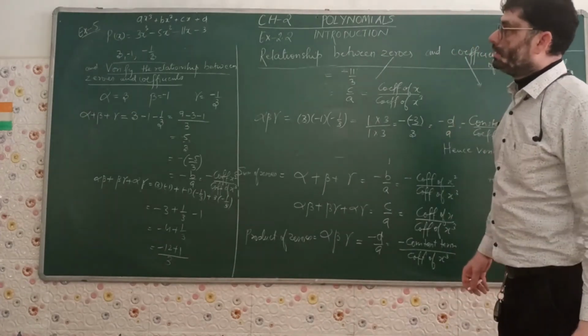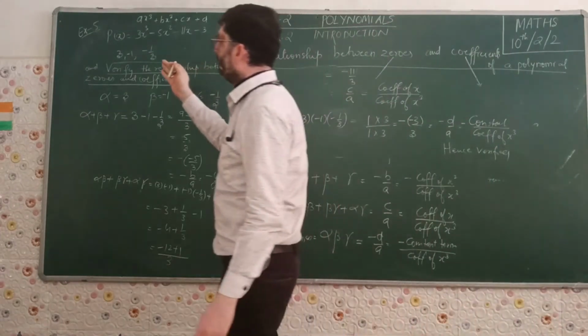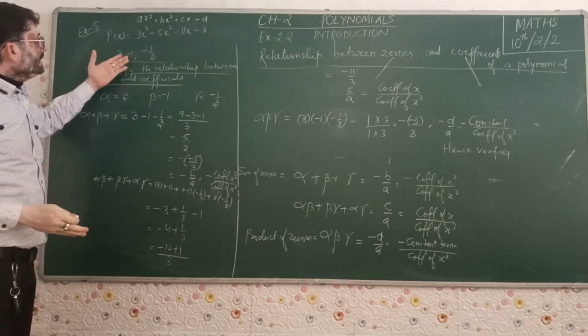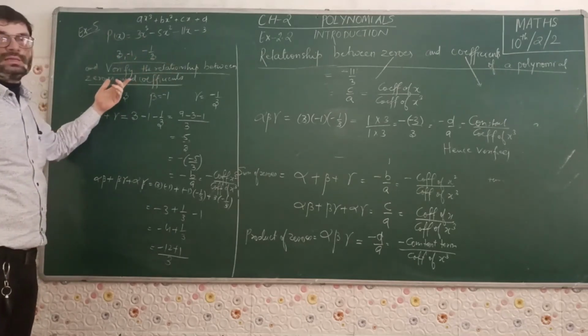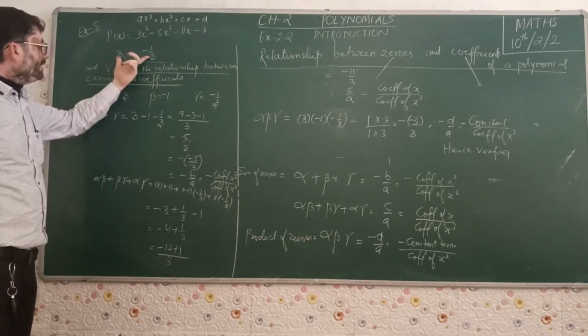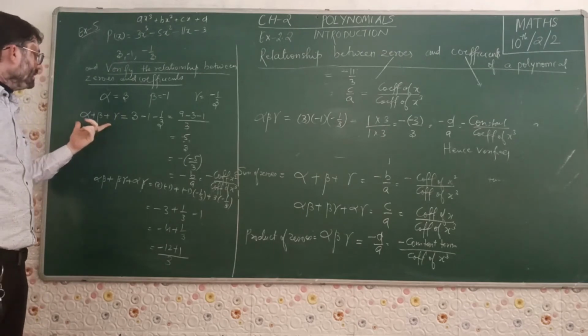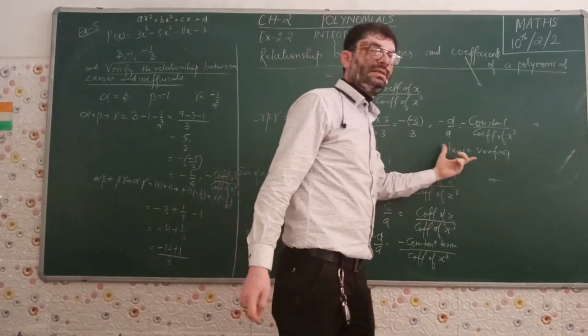So the question is, you have to verify the zeros of the polynomial, that these are the zeros, and then you have to verify the relationship between the zeros and its coefficients. This you have verified, and we have verified the relationship between the zeros and its coefficients in all the 3 ways that we have discussed, and finally on reaching, hence verified.